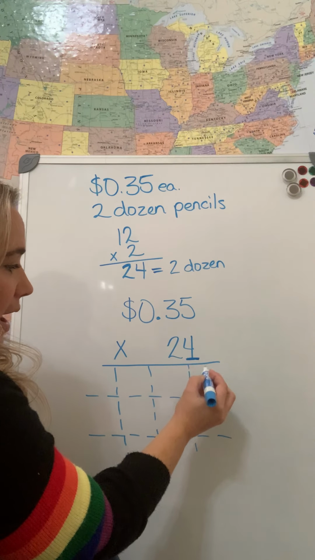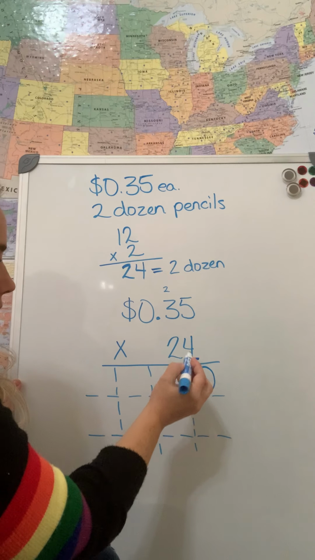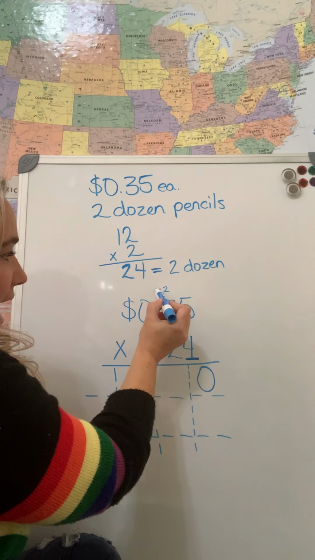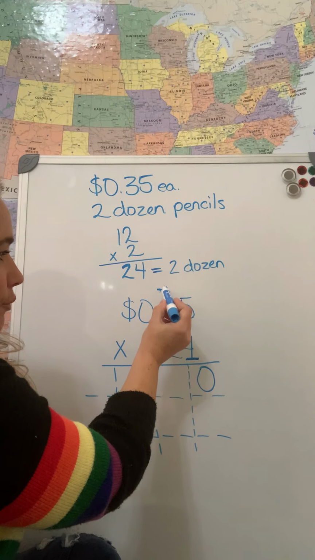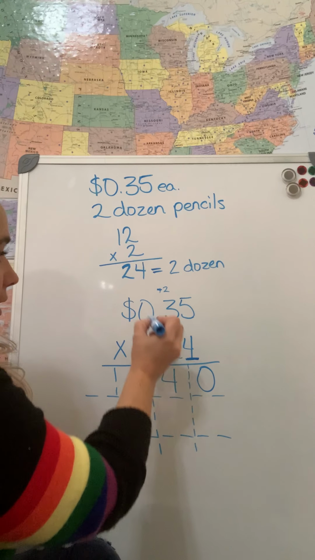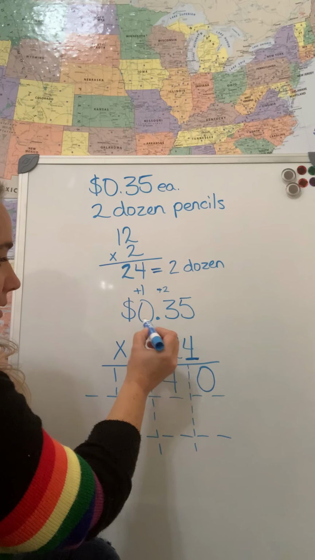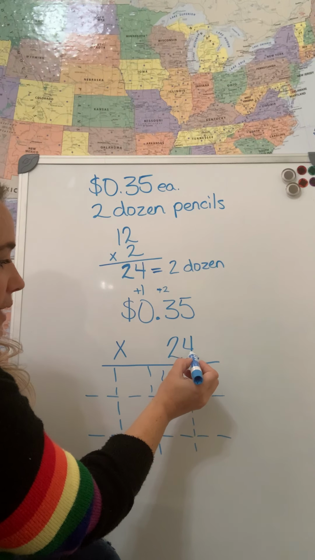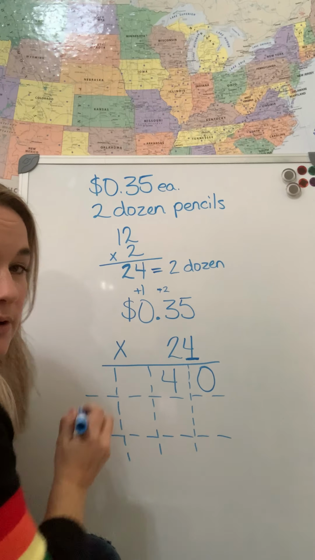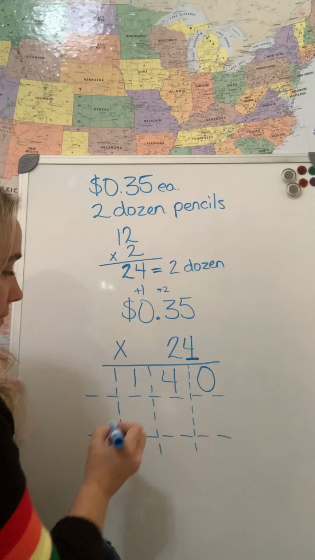So 4 times 5 is 20. I'm going to carry my 2. 4 times 3 is 12. I have to add 2 that I carried. So 12 plus 2 is 14. I'm going to bring that 4 down here, but I have to carry my 1 because I still have something going on up here. Okay, I still have this 0 to deal with. So now I do 4 times 0 is 0, but I carried that 1. So 0 plus 1 is 1.